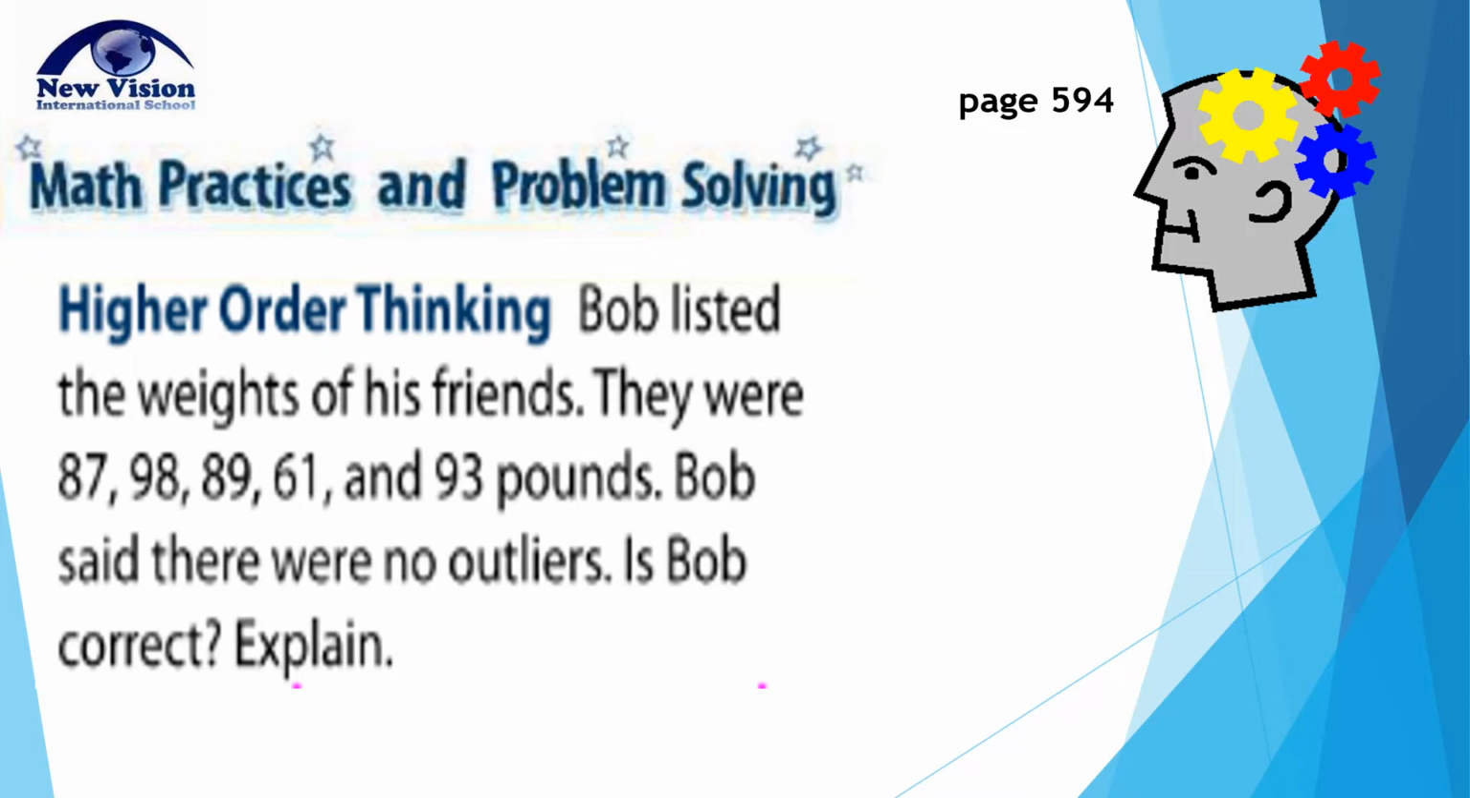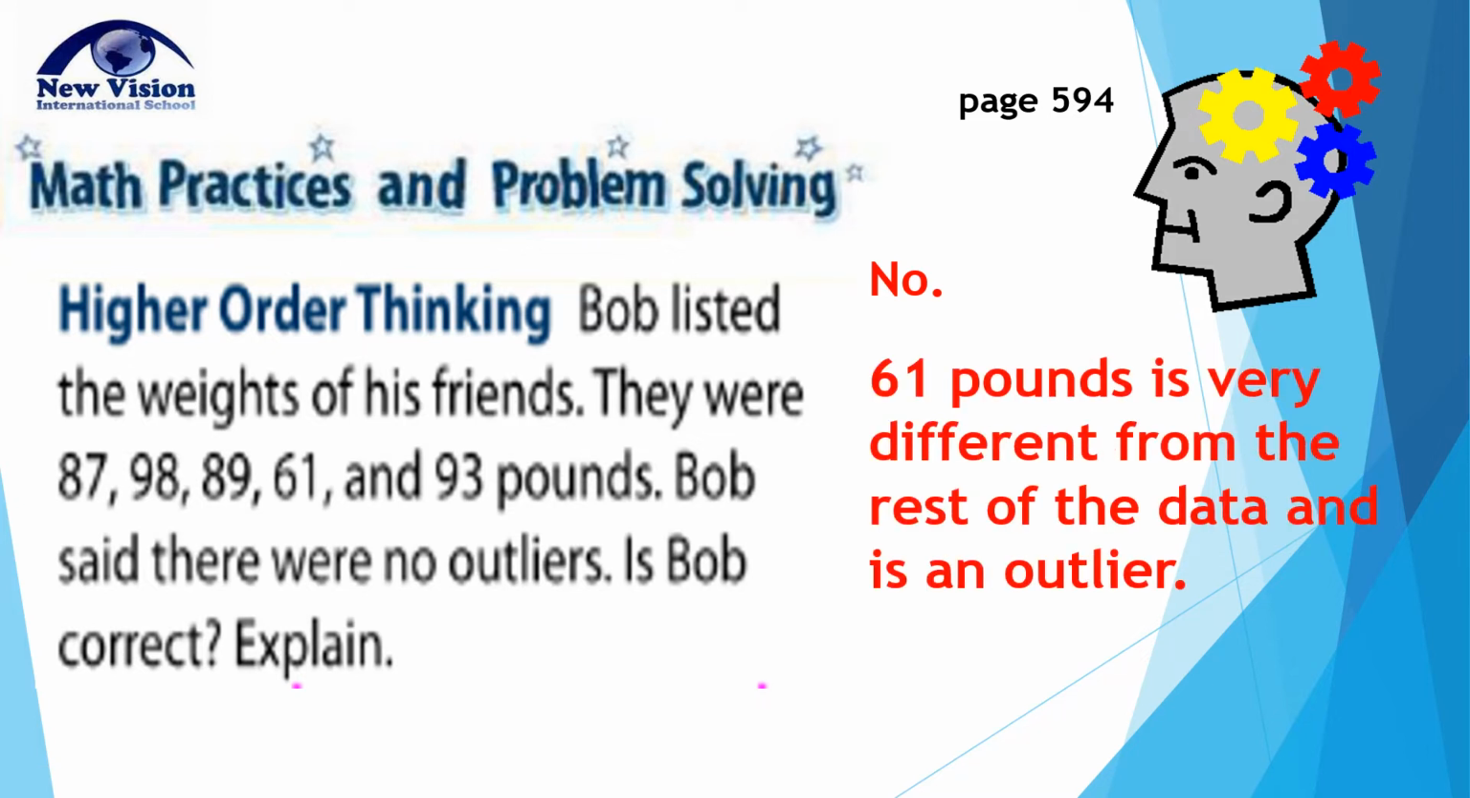Look at 87, 98, 89, 61, and 93. So, is Bob correct? If your answer is no, you are correct. 61 pounds is very different from the rest of the data. Therefore, 61 is our outlier.